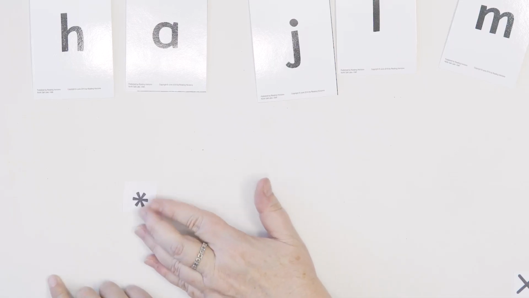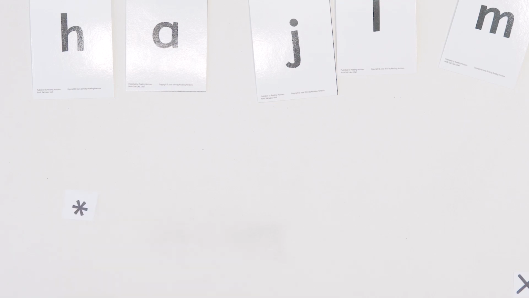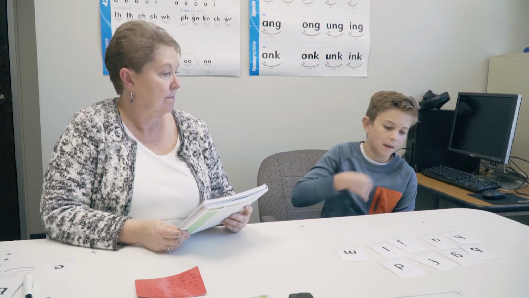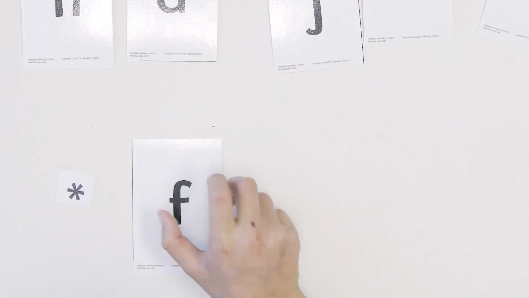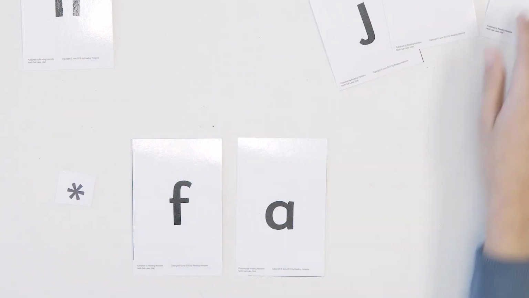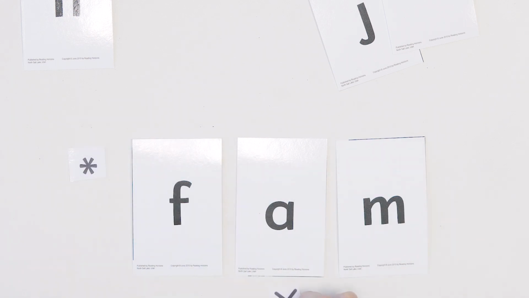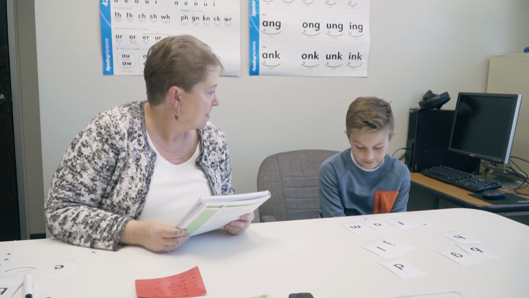Okay, let's do a nonsense word. Okay, so what do we have to put in front of a nonsense word? Star. Right, so that tells us it's a nonsense word. You ready? Fam, fam. Beautiful. And what will you mark? The A. And read that twice. Fam, fam. Beautiful.